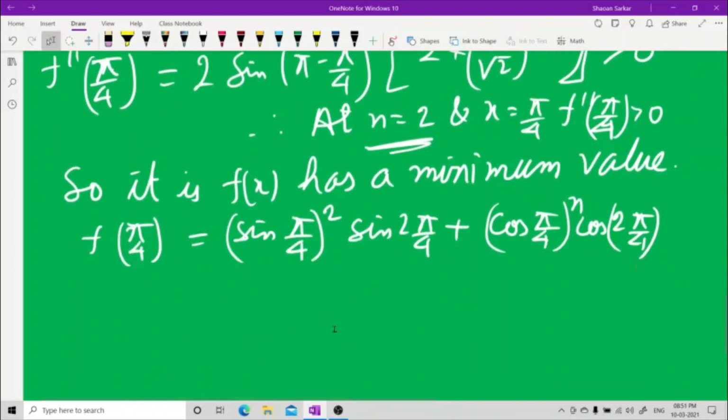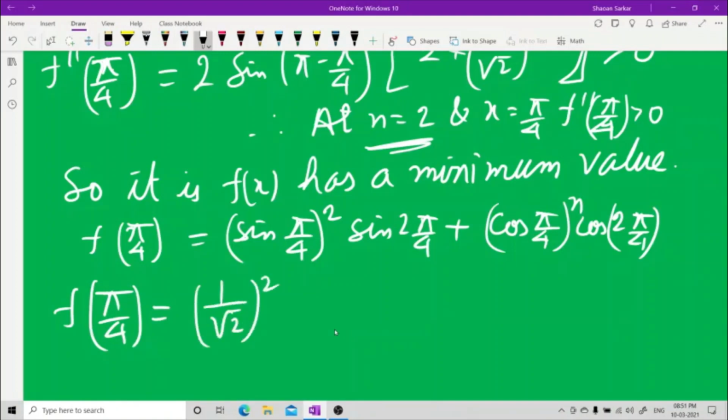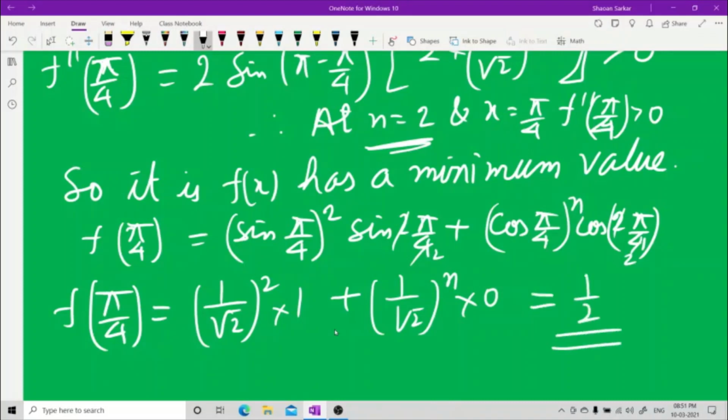You can check f pi by 4: sine pi by 4 is 1 by under root 2, 1 by under root 2 whole square, then sine pi by 2 is 1, sine 90 degree is 1, plus cos pi by 4 to the power of n into cos pi by 2, cos 90 degree is 0. So the answer is, the minimum value is 1 by 2.